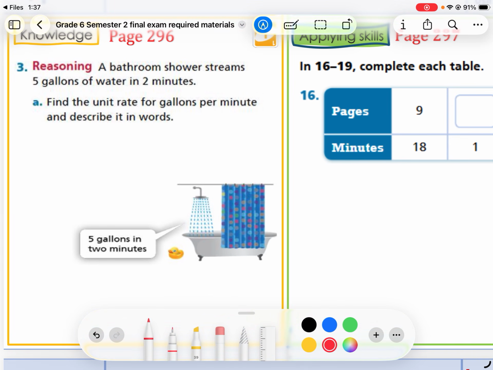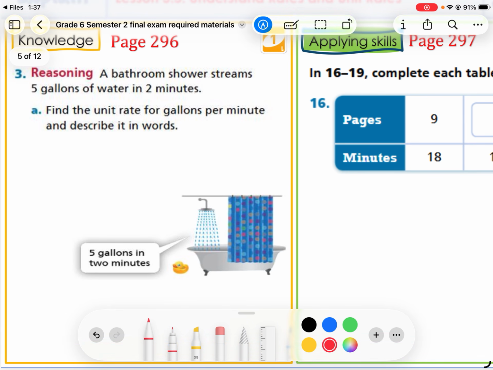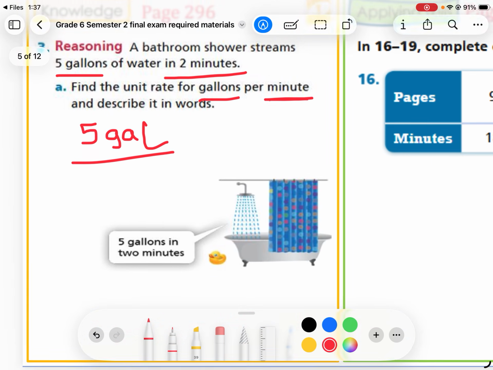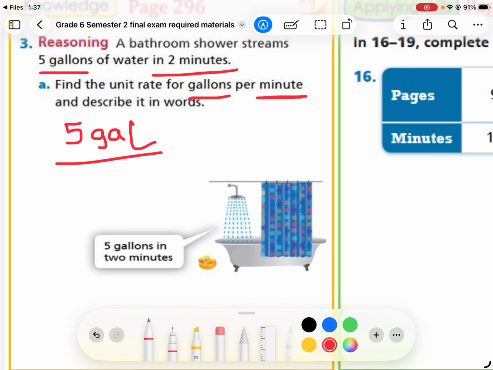Okay, now let's move on to the third part, where you have a word problem and they ask you to find the unit rate from a word problem. So how are you going to do this? We have here a bathroom shower that streams 5 gallons of water in 2 minutes. They want you to find the unit rate of gallons per 1 minute. So all you have to do here is the same thing we did. We're going to write 5 gallons. You can write it as a fraction because a fraction also represents division in math, divided by 2 minutes.